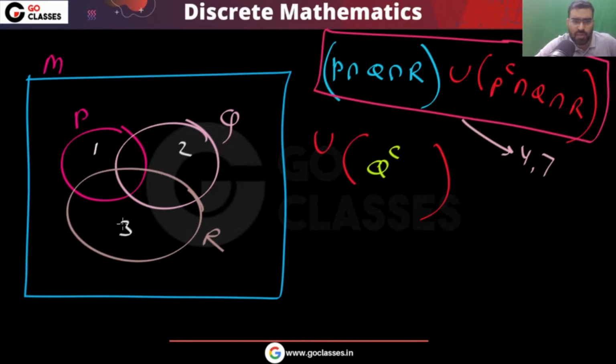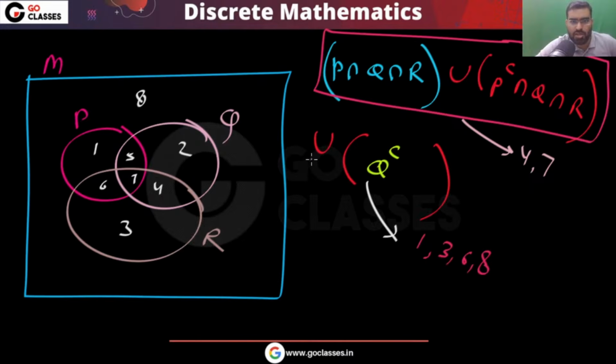Now you tell me what further? Now what is this Q complement area? Q complement, that is everything that is not in Q. Everything that is not in Q, like 1, 3, 6, 8. So that is 1, 3, 6, 8. This is your Q complement. Okay, Q complement will be 1, 3, 6, 8.